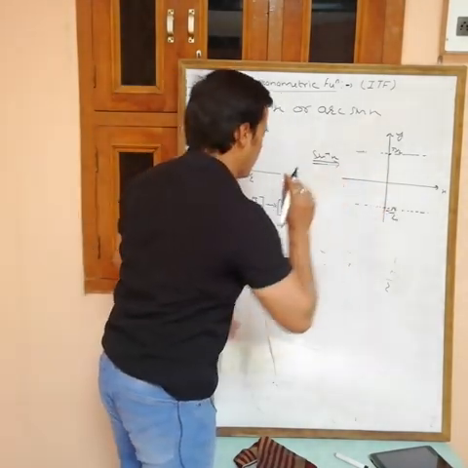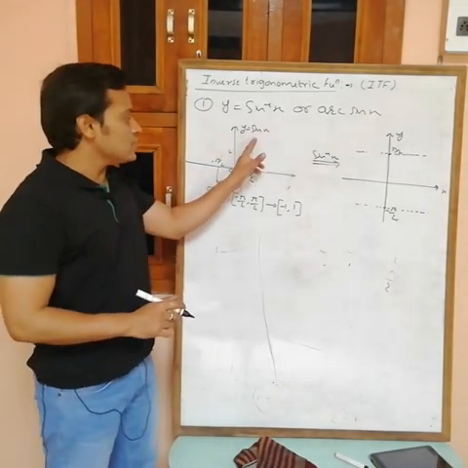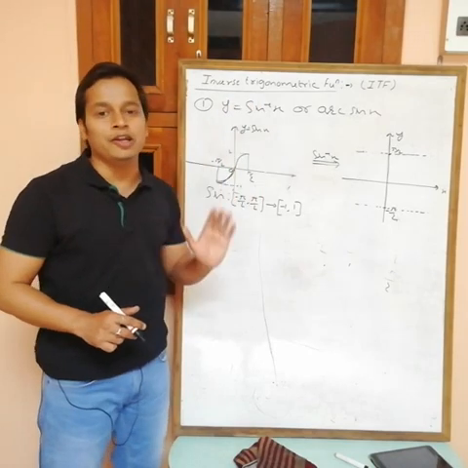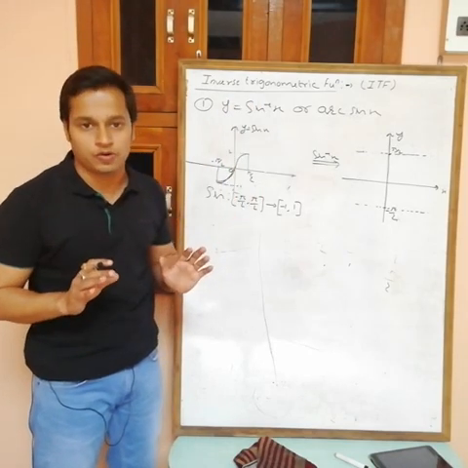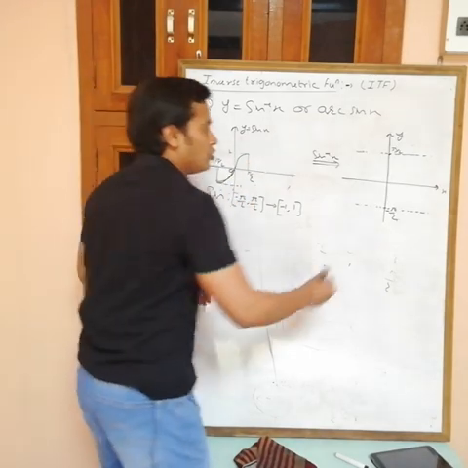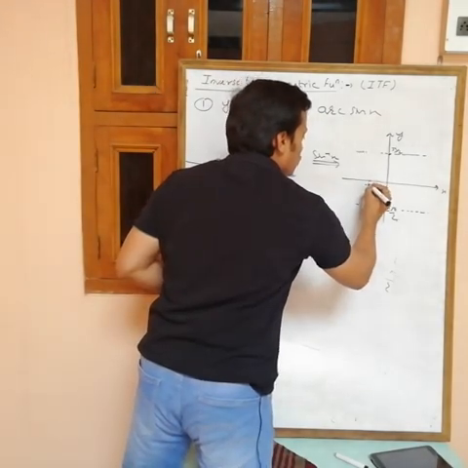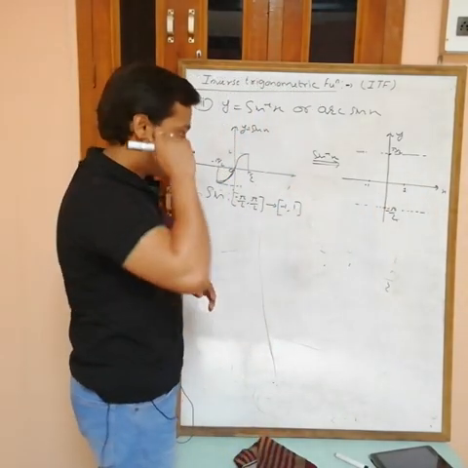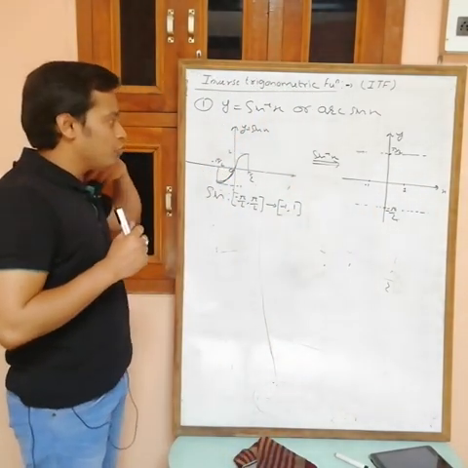Okay, so this is minus pi by 2. Range of sine is minus 1 to plus 1. So domain of sine inverse is minus 1 to plus 1. Okay, na, domain becomes range, range becomes domain. So domain is minus 1 to plus 1. Okay, now I want to draw the graph.